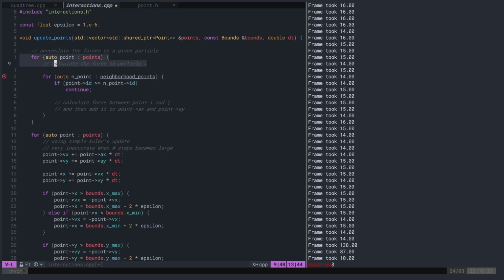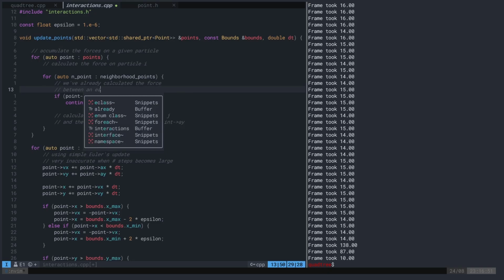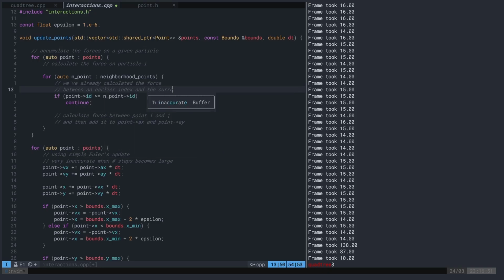If, let's say, this is point 5 and the neighborhood point is point 0, we've already done the calculation between 5 and 0 when we did point 0 here, right? In that case, we don't need to redo this calculation. We exit. So here we'll just say we've already calculated the force between an earlier index and the current index, so we can just skip it. And then when this is not true, when we're calculating the force between a later index and an earlier index, now we want to calculate the force because we haven't looked at these two pairs of points.